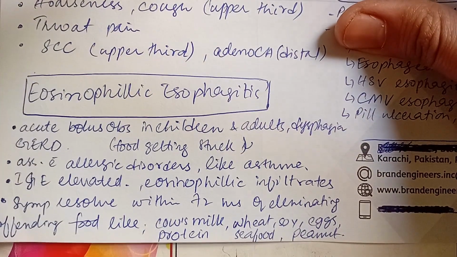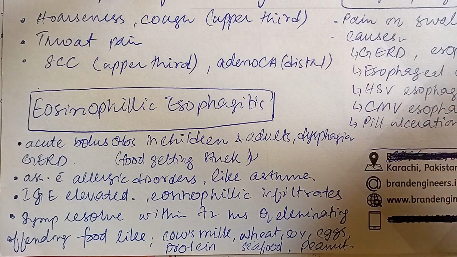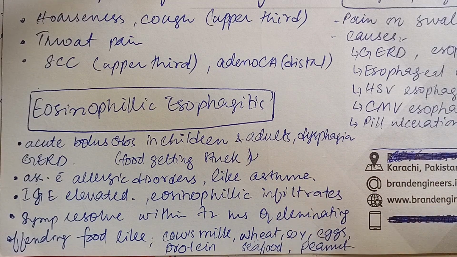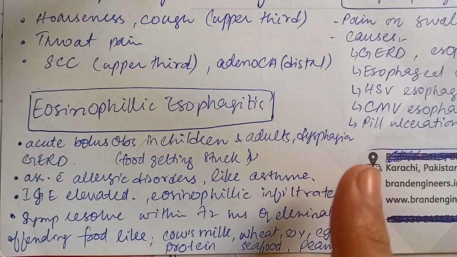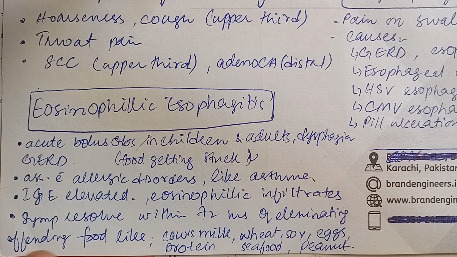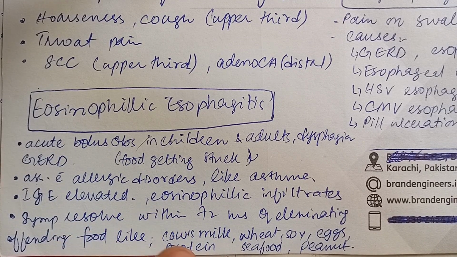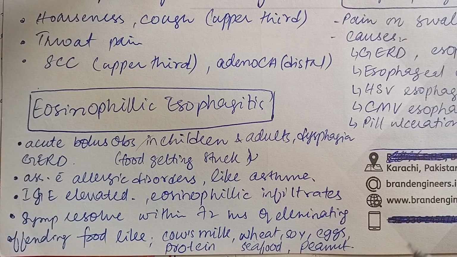Then we have eosinophilic esophagitis. Eosinophilic esophagitis often presents as acute bolus obstruction in children and adults, and the patient complains of food regularly getting stuck in the throat. The patient also has a complaint of gastroesophageal reflux, and dysphagia is also there. Eosinophilic esophagitis is an allergic disorder, and it is associated with other allergic disorders like asthma. In labs, immunoglobulin E is elevated, and eosinophilic infiltrates are common in the esophagus.